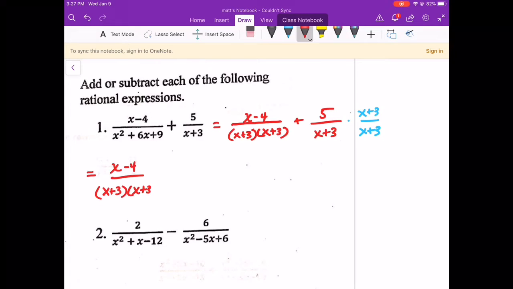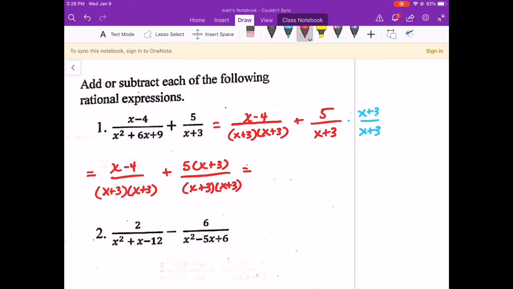So I'll write it the exact same way. But over here on the right side, I'll need to go ahead and multiply the top and the bottom by x plus 3. Now I'm leaving these in factored form in the denominator in case I'm able to cancel some things out toward the end. You'll see what I mean.